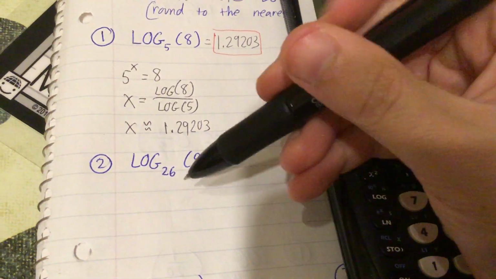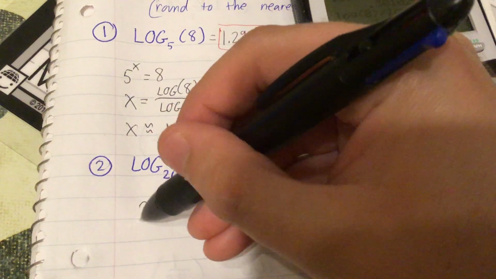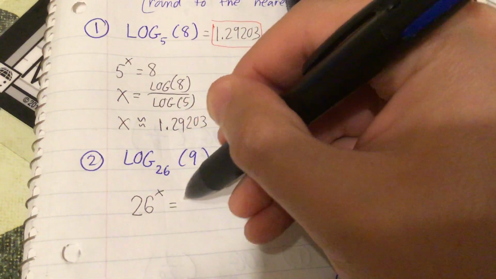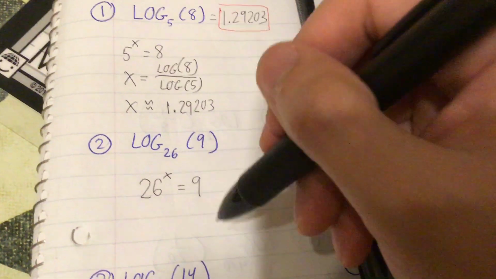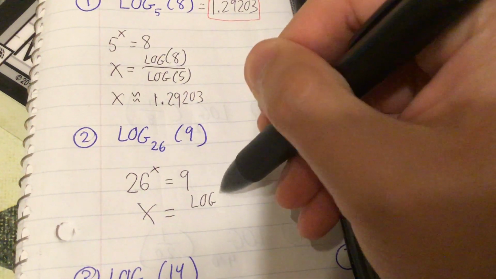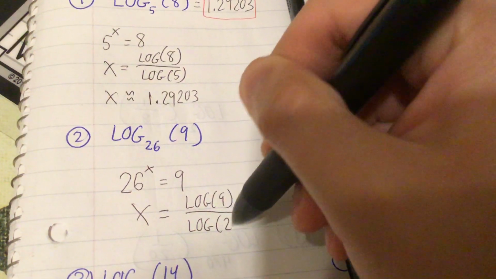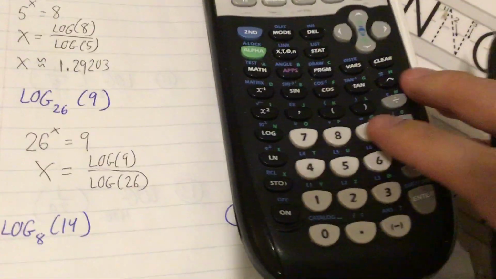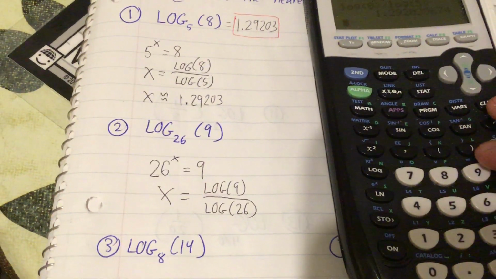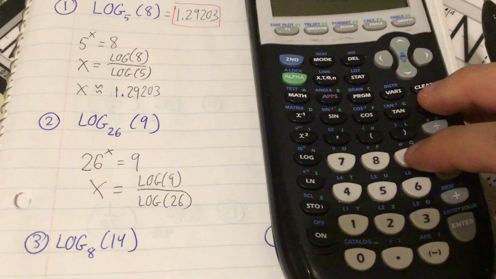Log base 26 of 9. Well, that is in exponential form. 26 to the x power is equal to 9. So I can do my little magic trick and say x is equal to the log of 9 divided by the log of 26. After all, 26 to the first power is 26. 26 squared is going to be much bigger than 9. So I think it's going to be less than 1.